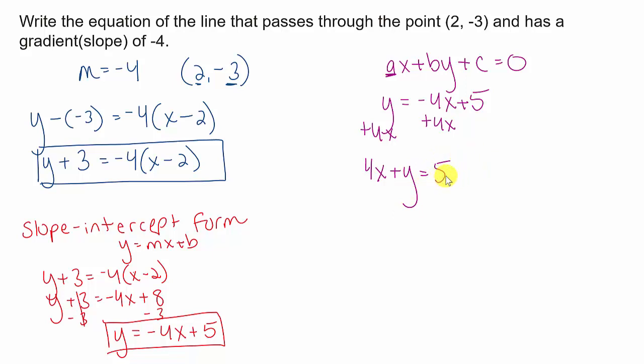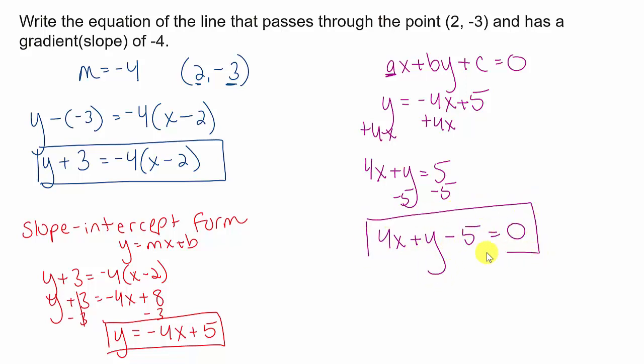Guys, that's standard form. You'd be done if you were asked for standard form, but if you were asked for this form where everything's on the same side, I'm also going to move my 5. I'm going to subtract it. So I get 4x plus y minus 5 equals 0. And that is in the form ax plus by plus c. Again, this is minus because we had a negative 5, and that's okay.